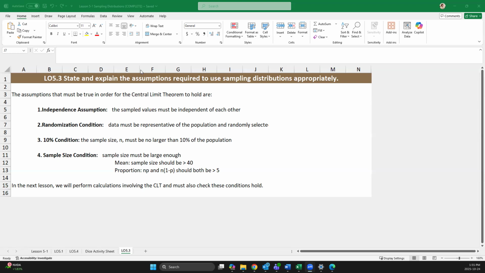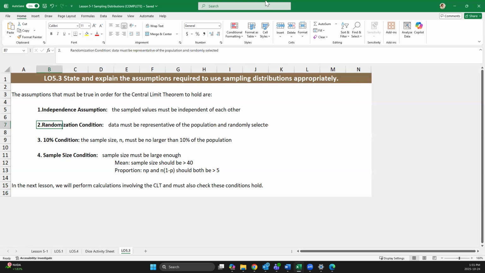The second one is the randomization condition. The data should be randomly selected. So in your question, look for it to say that you have a random sample. This theorem does not work if you choose a convenient sample or just a sample that's easy for you. It must be a random sampling process, like a simple random sample.